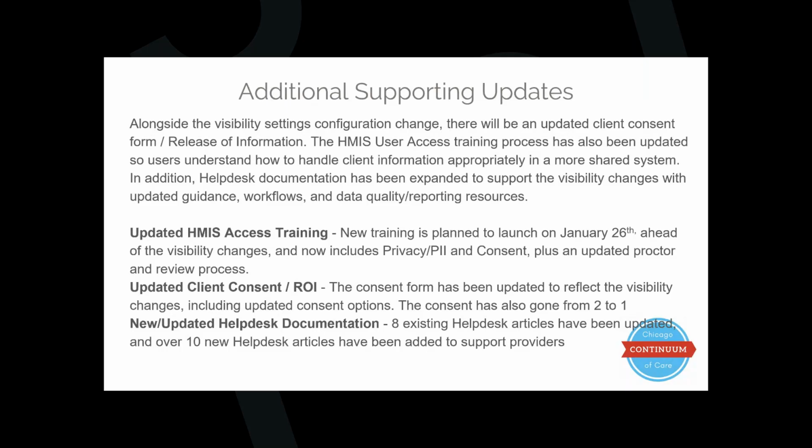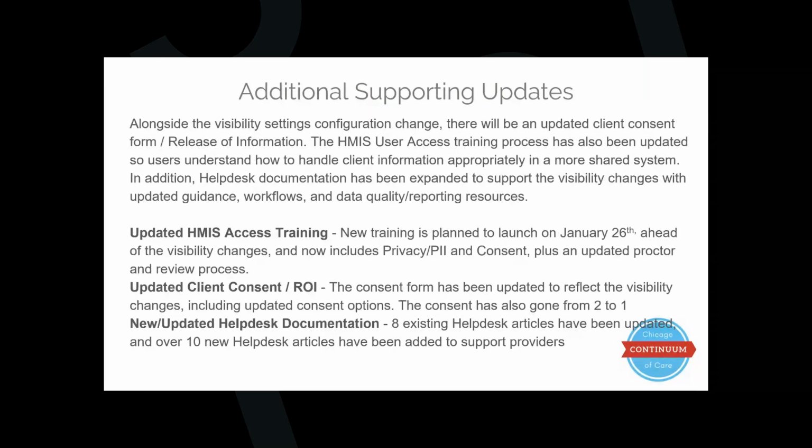When it comes to the consent, since we are making changes with how data is going to be shared through the system, the release of information did have to be updated to reflect these new visibility changes. So a new visibility consent is going to be released. We'll talk a little more about that in the coming webinar geared towards consent. But one thing to highlight is that it's going from two releases of information to only one. Previously you had your standard release of information, then you had the supplemental release of information that also needed to be completed. All of that has been consolidated into one release. So that's the only thing you'll have to worry about.